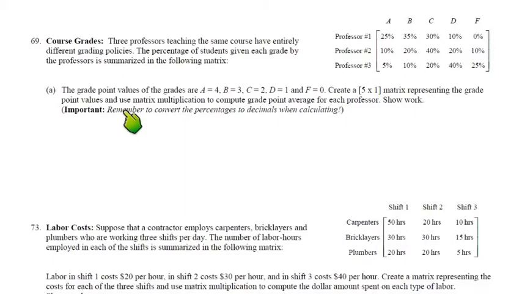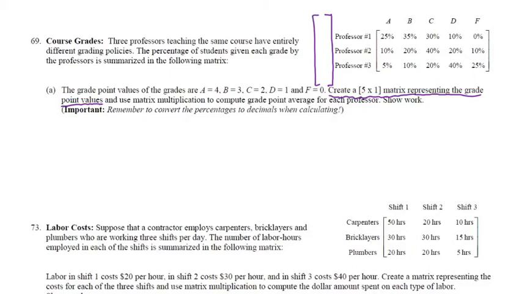So part A here says the grade point values of the grades are A equals 4, B equals 3, C equals 2, and so on. That's how your GPA is calculated. An A is worth 4 points, a B is worth 3 points, a C is worth 2 points, and so on. It says create a 5x1 matrix representing the grade point values and use matrix multiplication to compute grade point averages for each professor. Show your work.